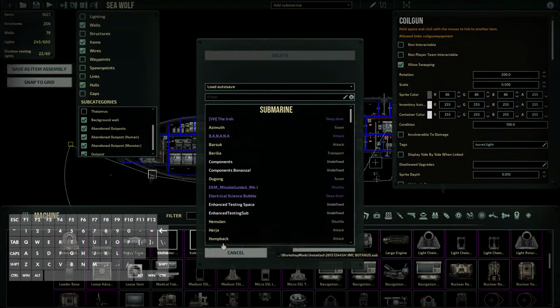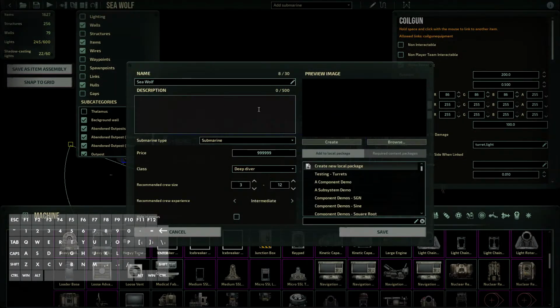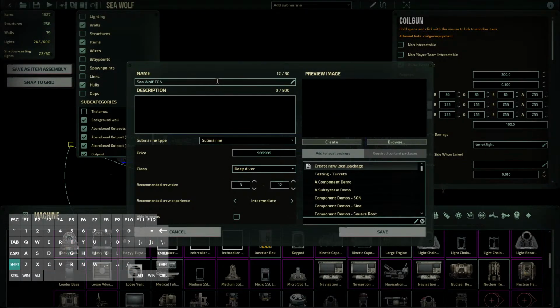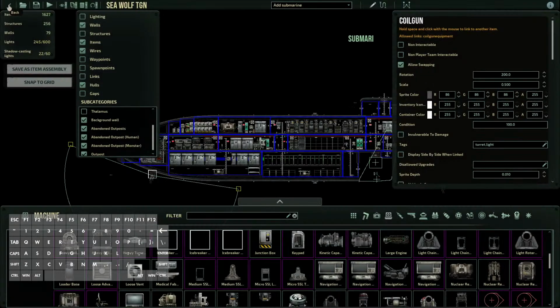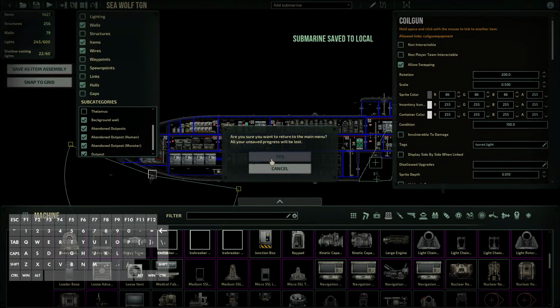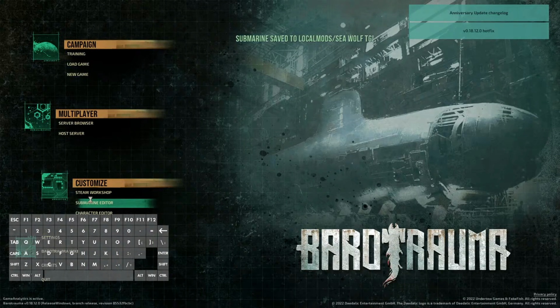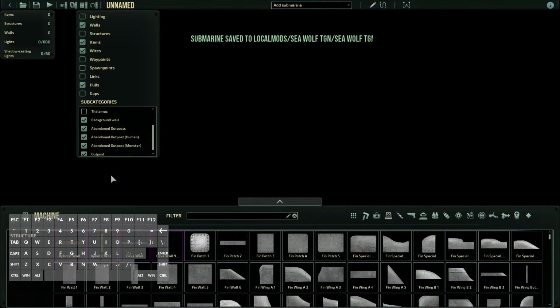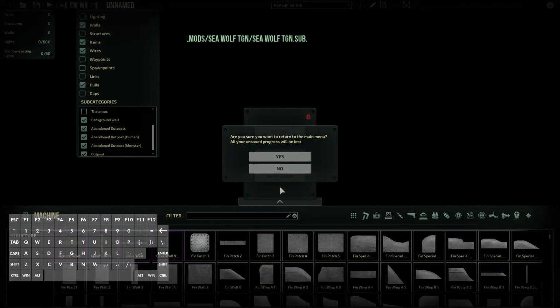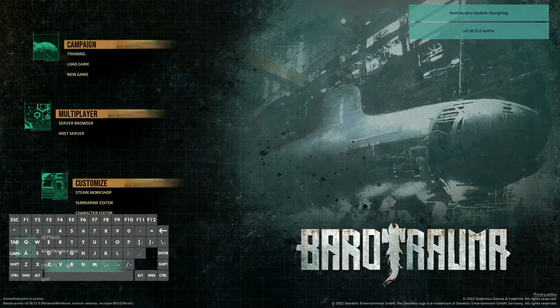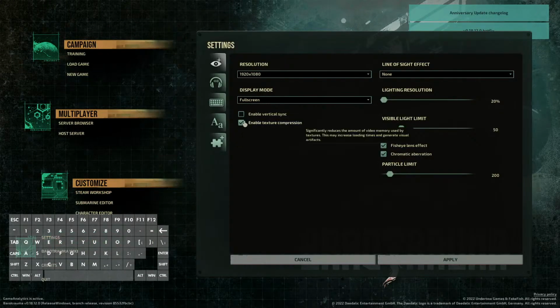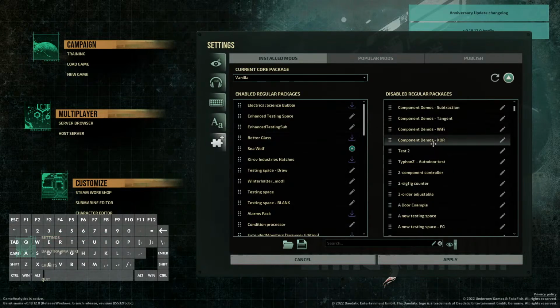Oh, I want to save this. Cancel. Save. Seawolf. TGN. Really quickly, I want to go back. I think I talked about it yesterday about the Fugu. I think I still have the Fugu, but it's considered a mod now, so I gotta go find it.